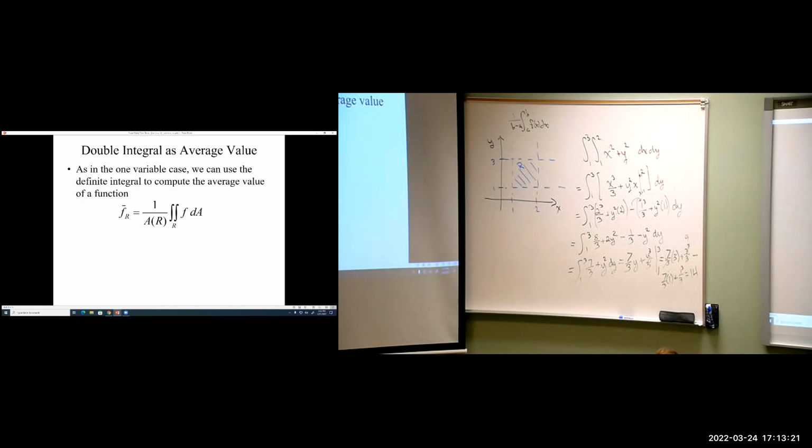So those are just some interpretations of the double integral. Questions at this point?